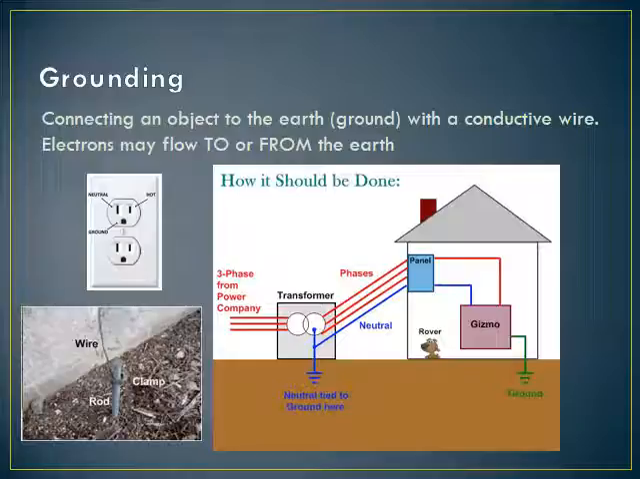So when you connect an object to it, those electrons and protons can flow on or off of the Earth depending on what the object wants.